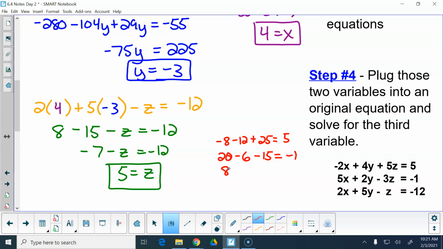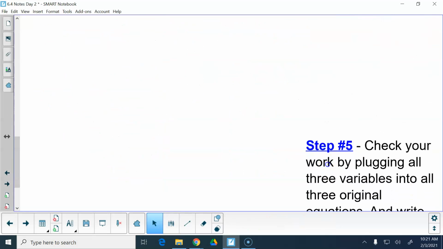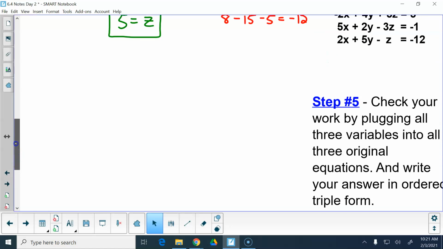2 times 4 is 8. 5 times negative 3 is negative 15. Minus 5. 8 minus 15 is negative 7. Minus 5 is negative 12. That one checks out. So it checks out in all 3 instances. Gotta scroll way down. We've checked our work.